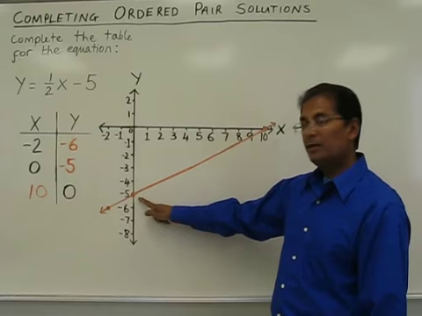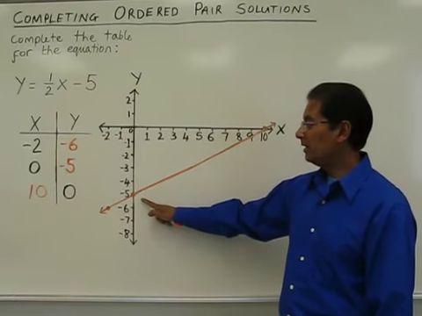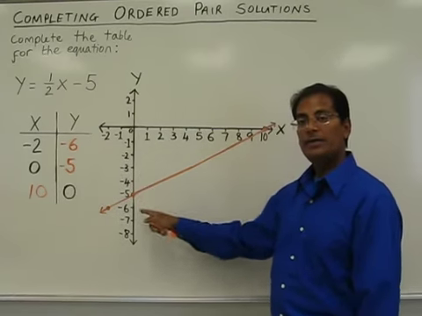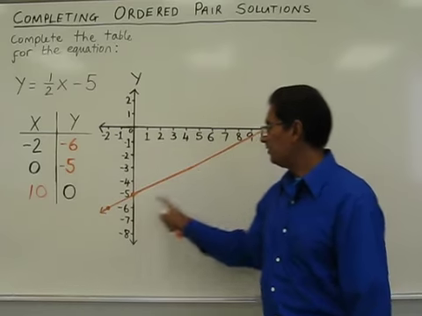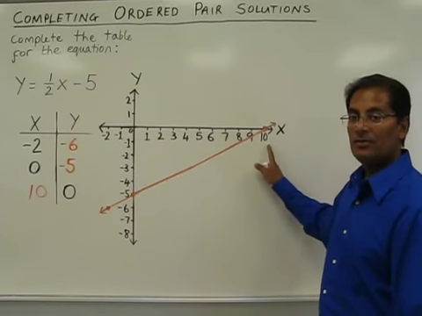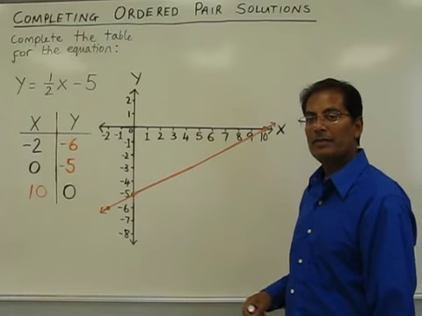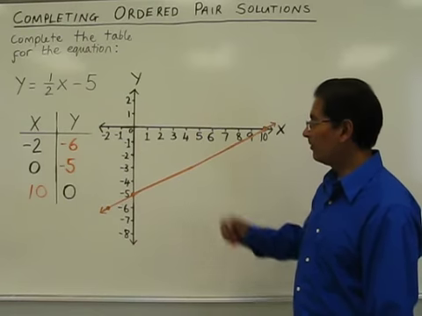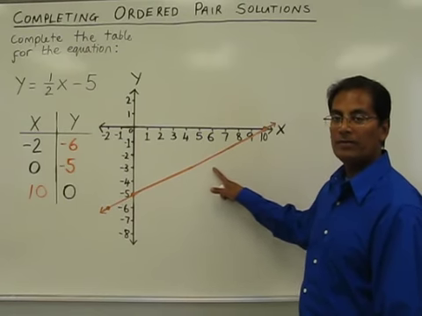Notice this point here, 0, -5, is actually the y-intercept. And this point here, 10, 0, is the x-intercept. And we'll talk more about those later. So here's a graph of our equation, y equals 1/2 x minus 5.